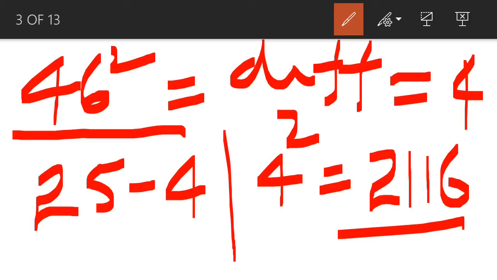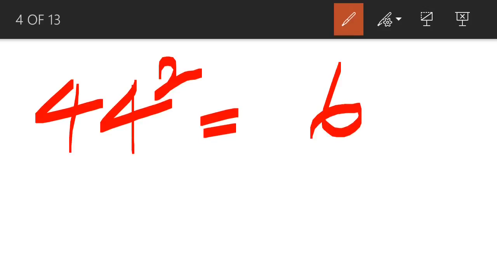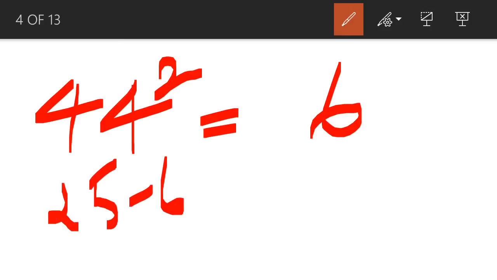Okay, so I will explain another example. Let's do another example, like 44 square. So what is the first step? We have to find the difference from the 50, that is, the difference is 6. We have to subtract the difference from the 25. So what will you get in the first part? You will get 19 in the first part.